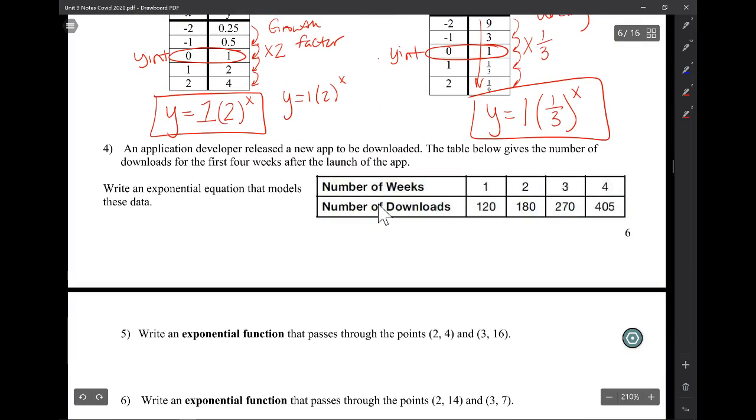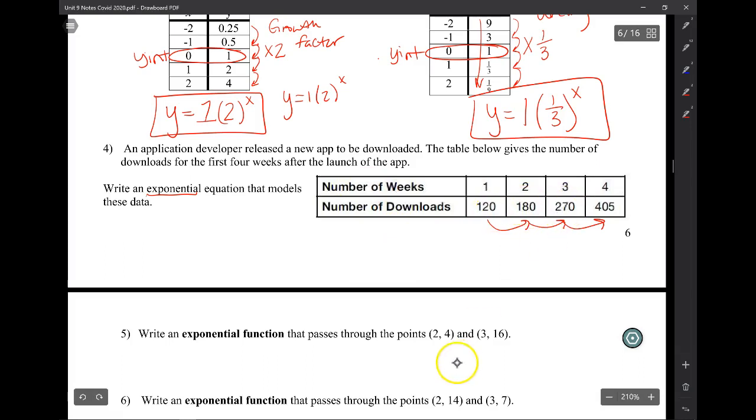So now let's put that kind of knowledge into a real-world context here. An application developer releases a new app to be downloaded, and the table below gives the number of downloads for the first 4 weeks after the launch of the app. Write an exponential equation that models this data. So the first thing we need to do is, it's telling us it's exponential. I need to figure out by how much is it growing. And clearly the numbers are going up, so I know it's exponential growth. It would be bad if they developed an app and it was losing users. So how do I figure this out?